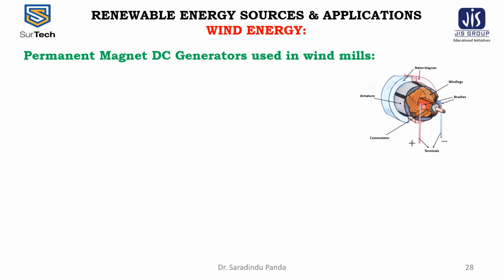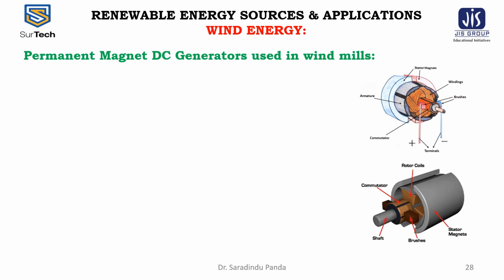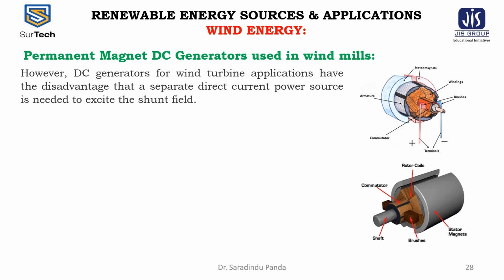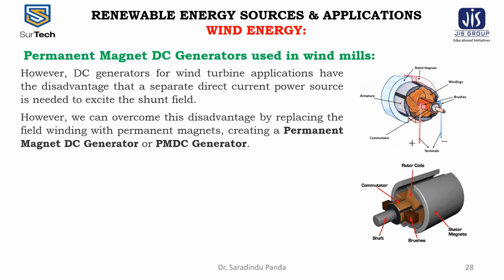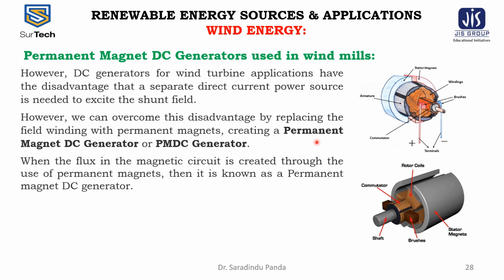Now another type of DC generator is the permanent magnet type DC generator. However, the DC generators for wind turbine applications have the disadvantage that a separate direct current power source is needed to excite the shunt field. We can overcome this disadvantage by replacing the field winding with permanent magnets, creating a permanent magnet DC generator or the PMDC generator. When the flux in the magnetic circuit is created through the use of permanent magnets, then it is known as the permanent magnet DC generator.